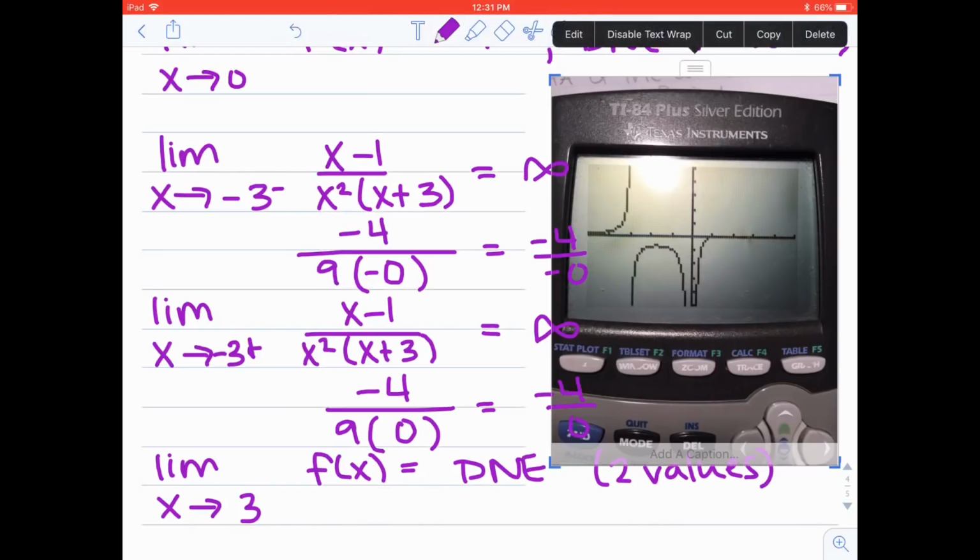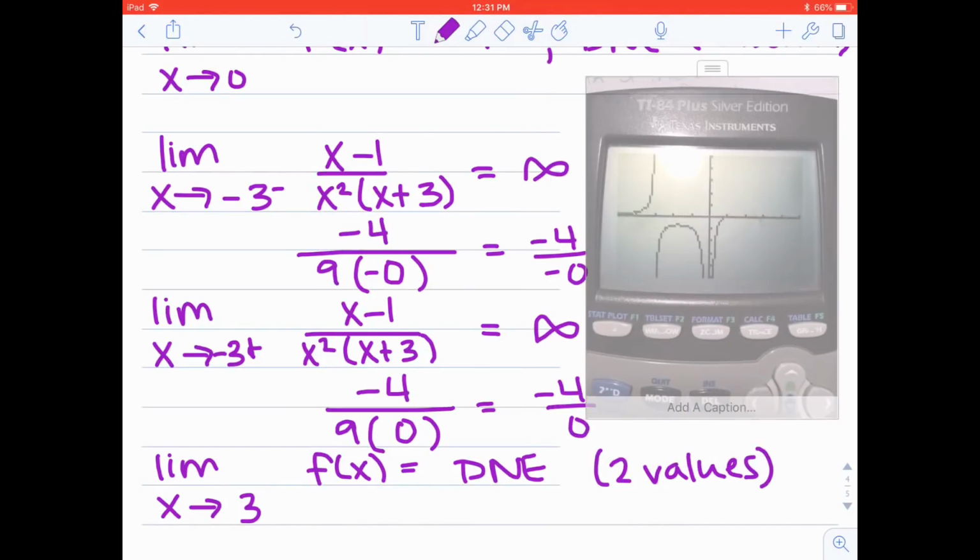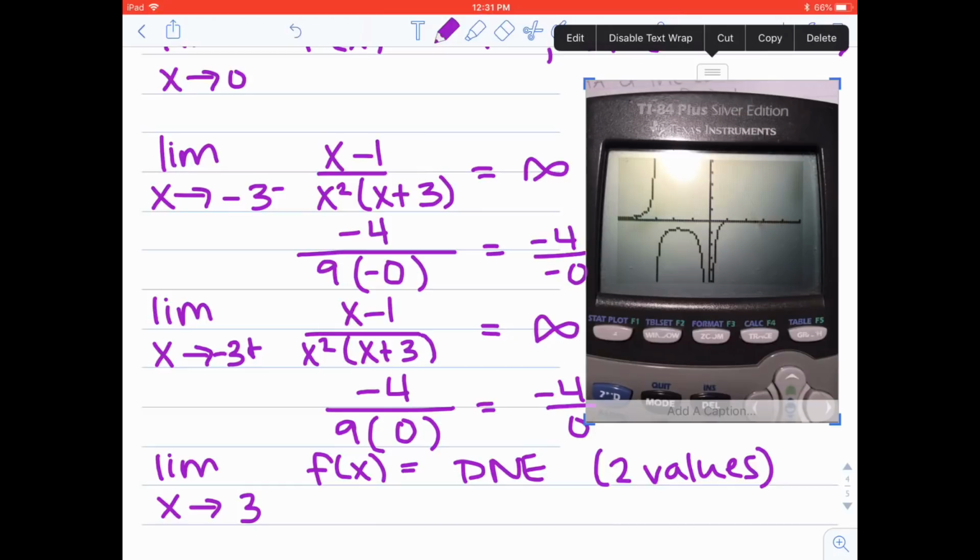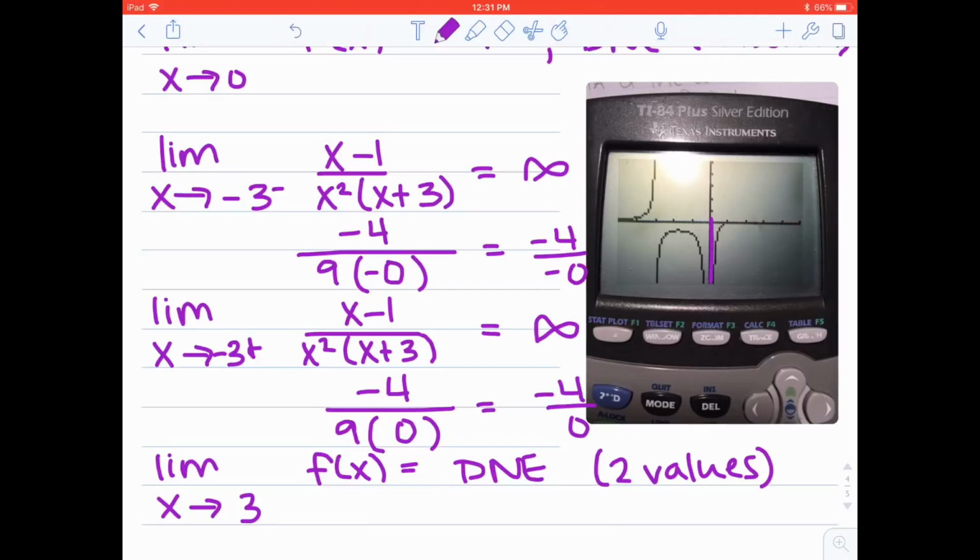That's this one right here. And you can see it too. If you look, right in here, that's where 0 is, right? And I can see that both sides of the graph are going down right there. So that limit is negative infinity. But when I look at negative 3, the left side goes up and the right side goes down. And so the limit there does not agree.